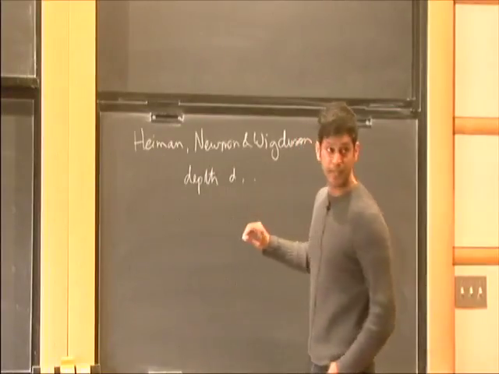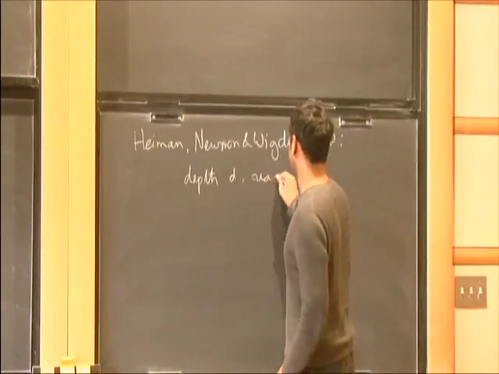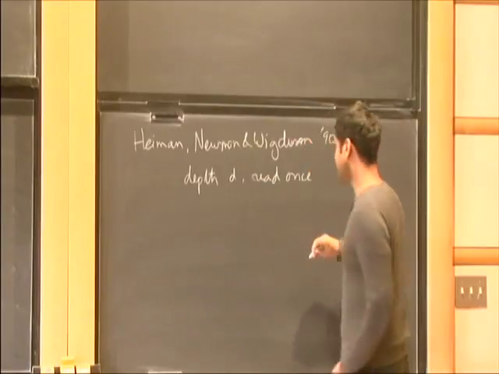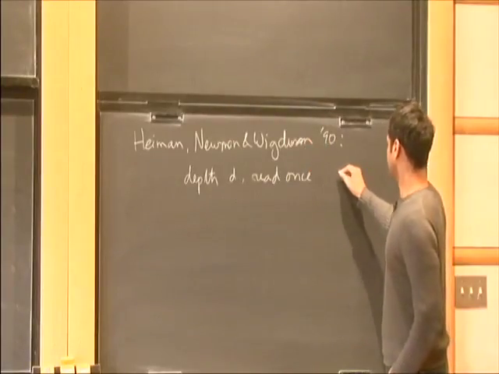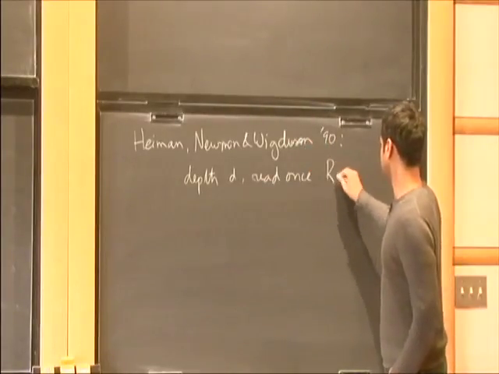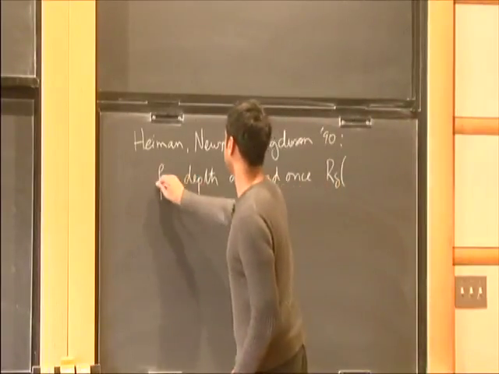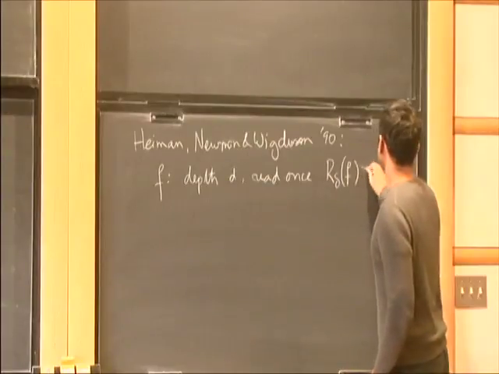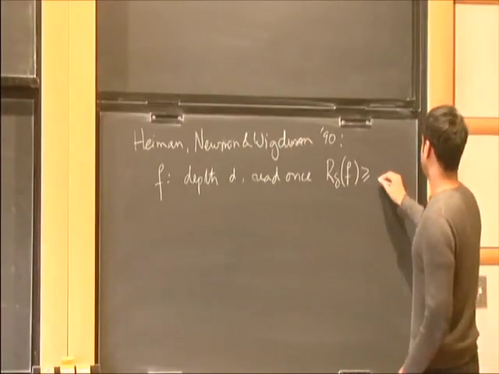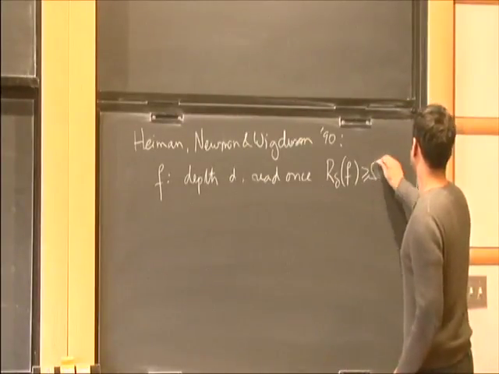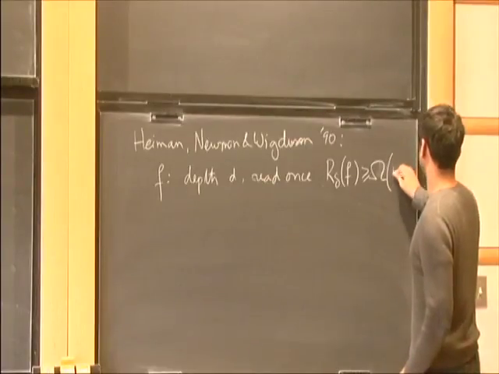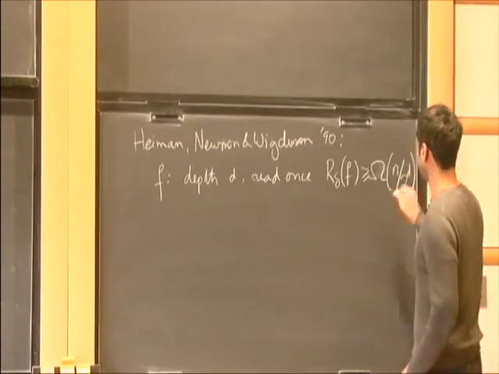and read once. Read once, that's right, has complexity, which is so randomized two-sided error complexity, is at least omega n divided by 2 to the d.